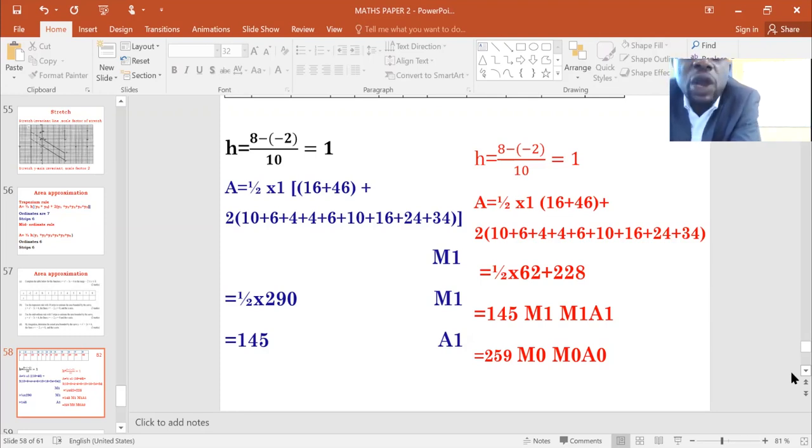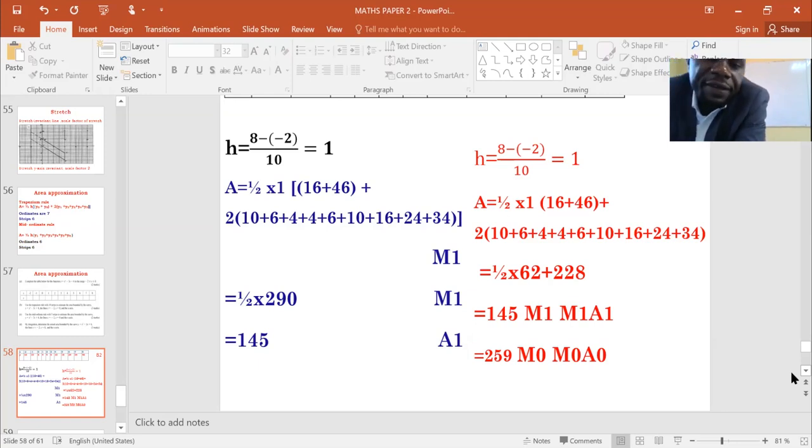That means that the half should have multiplied everything that's on the bracket. So that you get half of 290 is equal to 145. So you get M1 at the point where we have simplified everything in the bracket, you multiply by half times 290 M1, and then A1 at 145 square units.